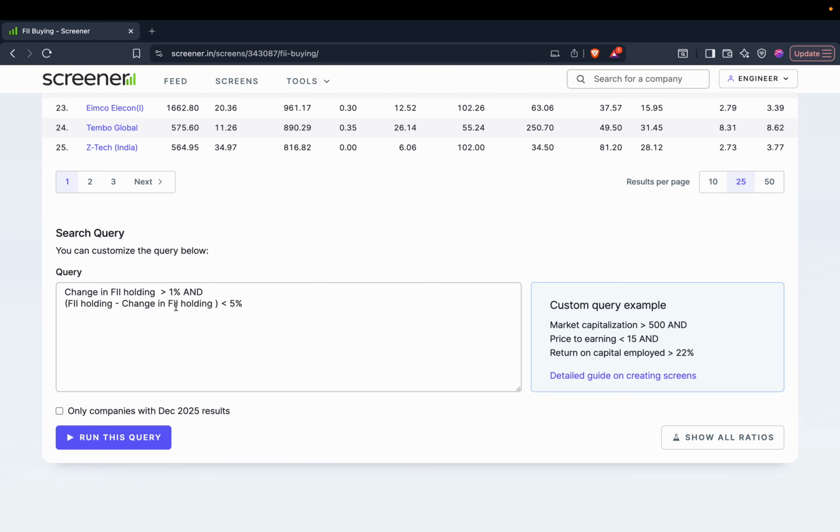So if in the last quarter or last year the FIIs were holding 1% or 2% of the company, and now they're holding 3% of it, there's an increase in the holding. And FII holding minus change in FII holding should be less than 5%. So say if FIIs were already holding 20% of a company and they just move it to 21%, it might not be as significant. Whereas if they're holding 2-3% and then they increase that amount, then the percentage increase is pretty significant. So I hope that makes sense.